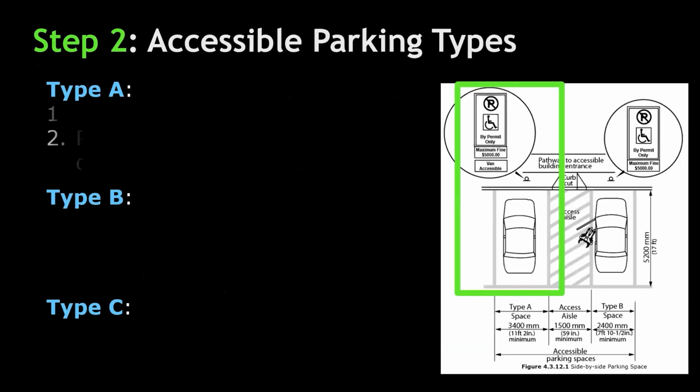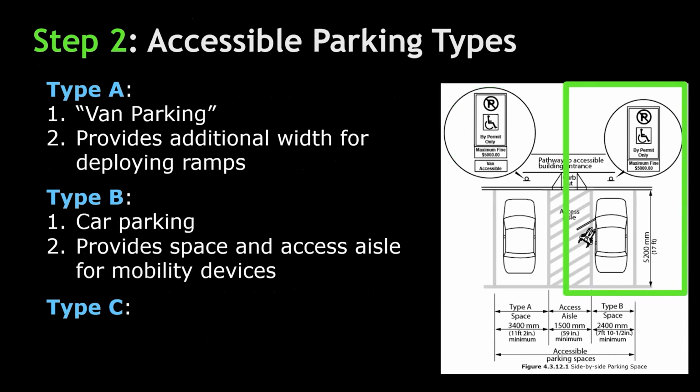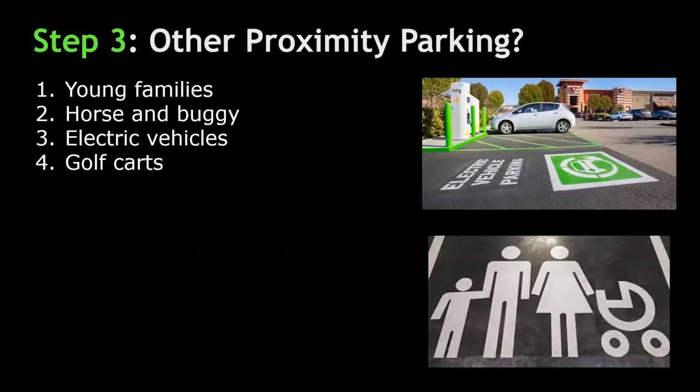There are 3 types of accessible parking that we have as a part of most things in the Canadian standards. In our legislation, we have type A, which is van parking, type B, which is car accessible parking, and something called type C, which is limited mobility parking. And what differentiates it is that it doesn't have the access aisle, which we'll talk about in a second. But other types of proximity parking include parking for young families, horse and buggy, electric vehicles, or even golf carts.